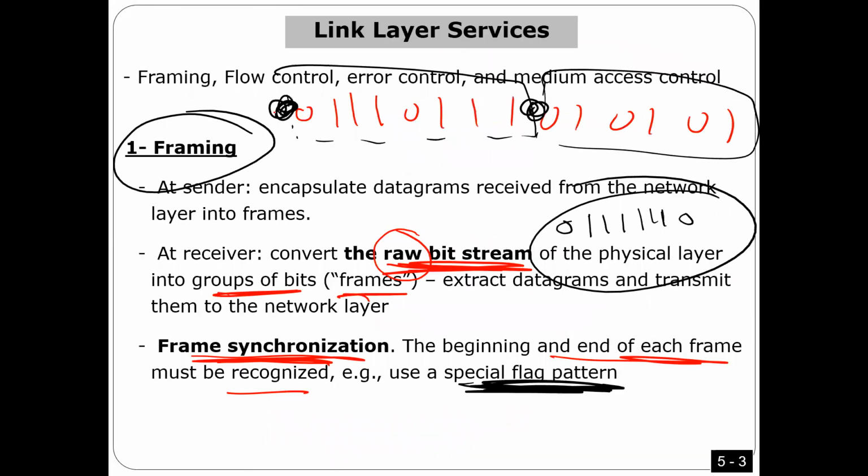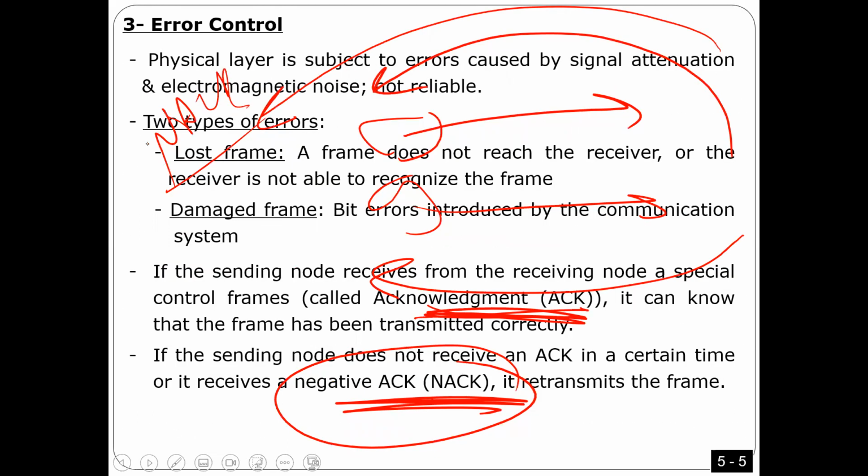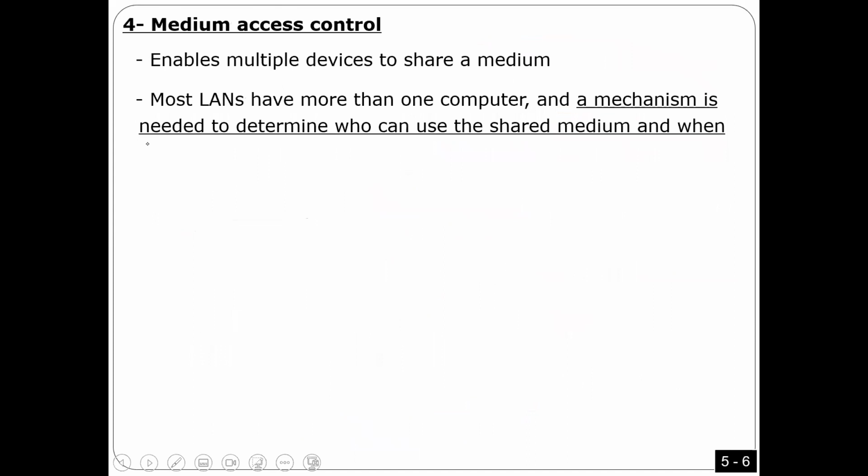In this chapter, I'm going to focus on framing, flow control, and error control, and I'm going to teach different approaches for that. In the next chapter, I'm going to talk about one of the tasks of layer number 2, which is medium access control. You can tell from the English name, we have a medium.